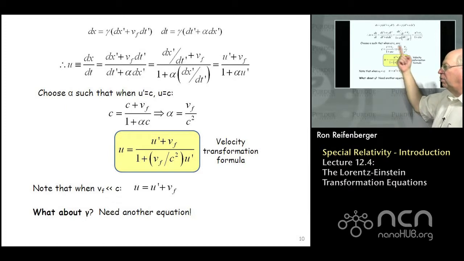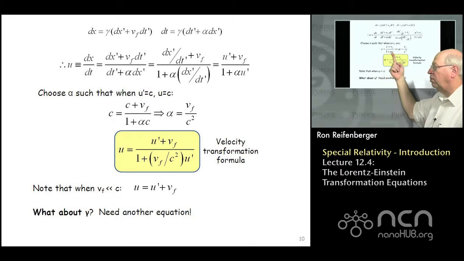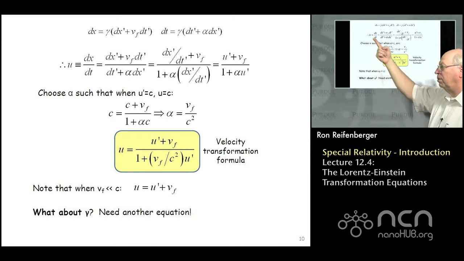So we want to choose a value of alpha such that if u prime is equal to c, u is also equal to c. Well, it's simple to work out. This is the equation. You put u equal to c, you get here. You put u prime equal to c, you get this. You solve this expression for alpha, and what you find out is that alpha has to be v sub f over c squared. And so this then gives the velocity transformation equation, and it gives an expression for alpha.